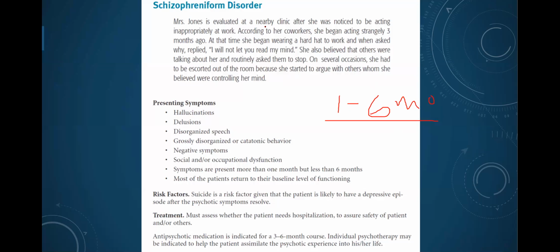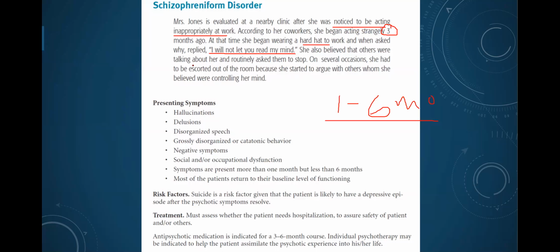Mrs. Jones is evaluated at a nearby clinic after she was noticed to be acting inappropriately at work. According to her co-workers, she began acting strangely 3 months ago. So it's 3 months ago all this started. At the time, she began wearing a hard hat to work. When asked, she replied, "I will not let you read my mind." So what is this? Do you know what this particular line is called? This is called abnormal belief, which is delusion.